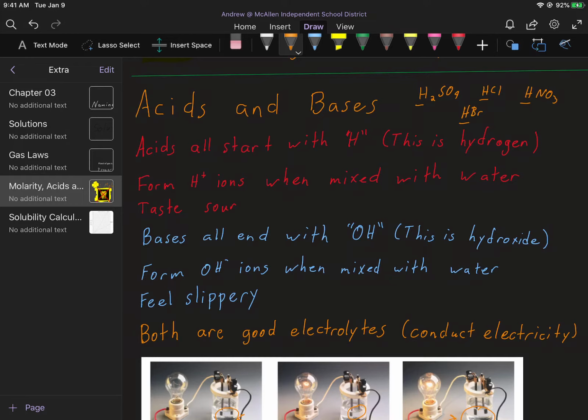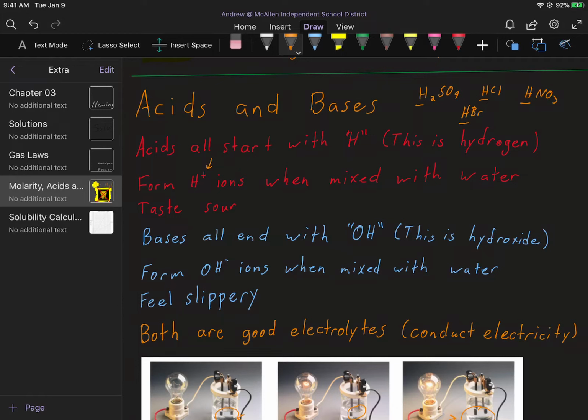Now, chemically, what makes something an acid isn't just that it starts with H. For instance, water, H2O, starts with H, but it is not an acid. What makes something an acid is that it forms hydrogen ions when you mix it with water. So you take an acid, you pour it in water, and it dissociates into hydrogen ions.